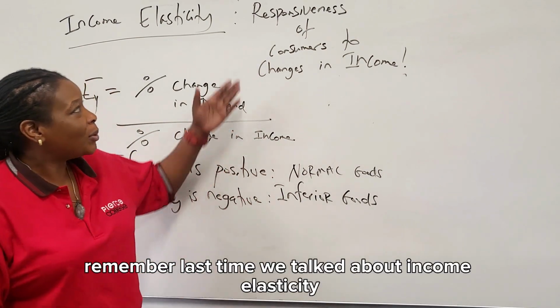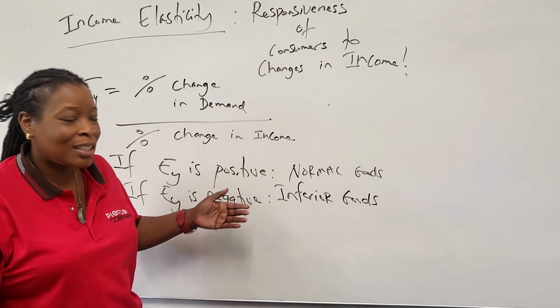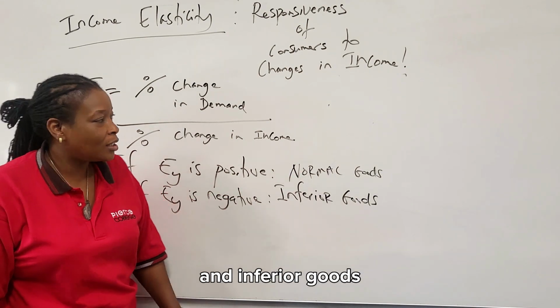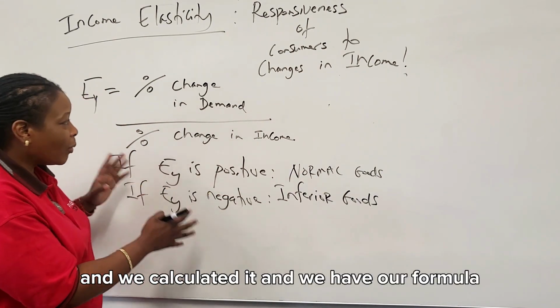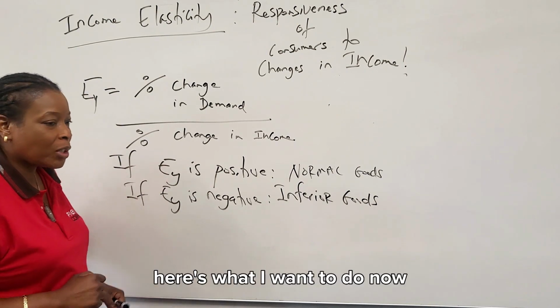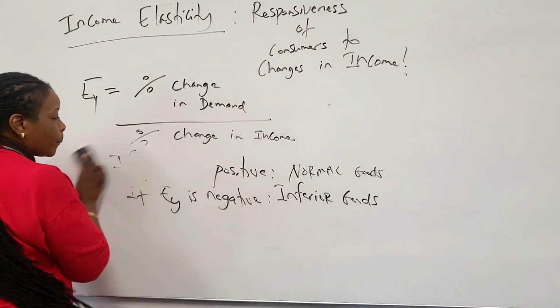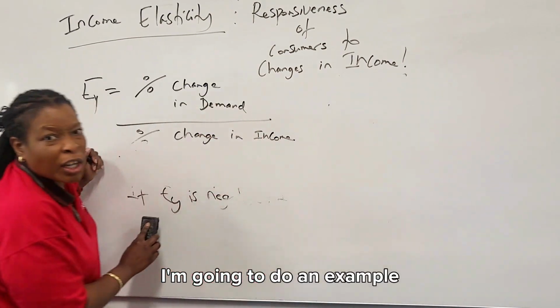Remember last time we talked about income elasticity? We looked at the difference between normal and inferior goods, and we calculated it and we have our formula. Here's what I want to do now. I am going to clean my board, and we're going to do an example.